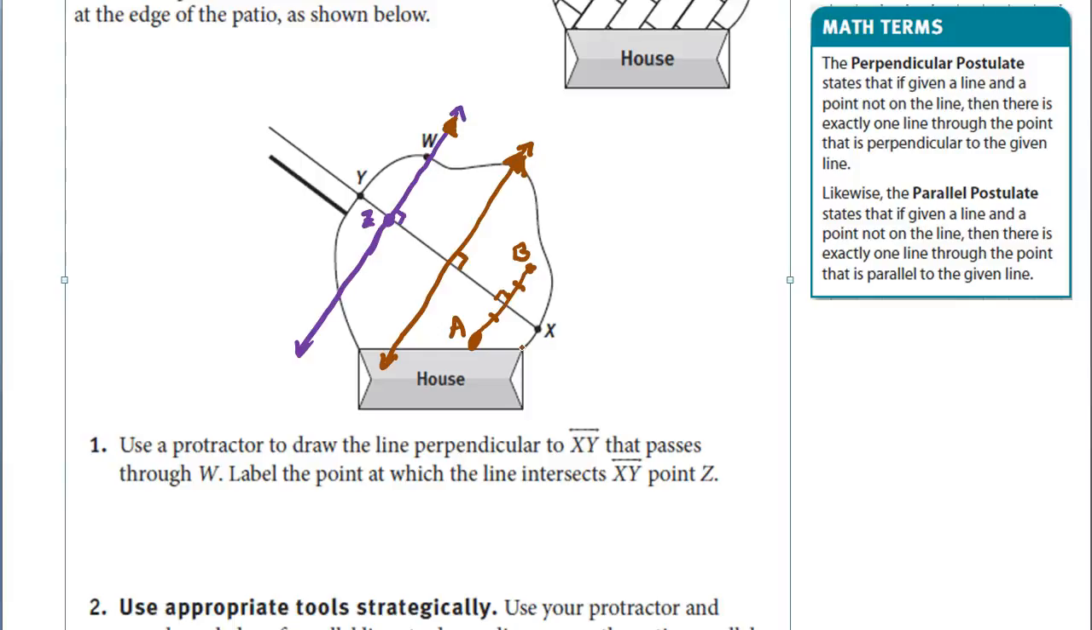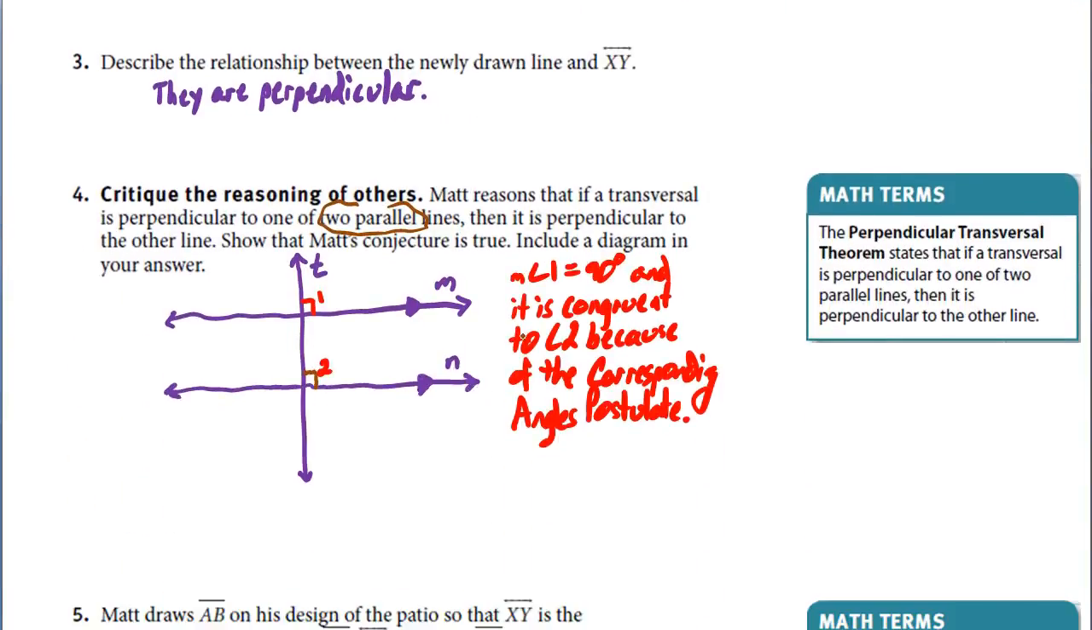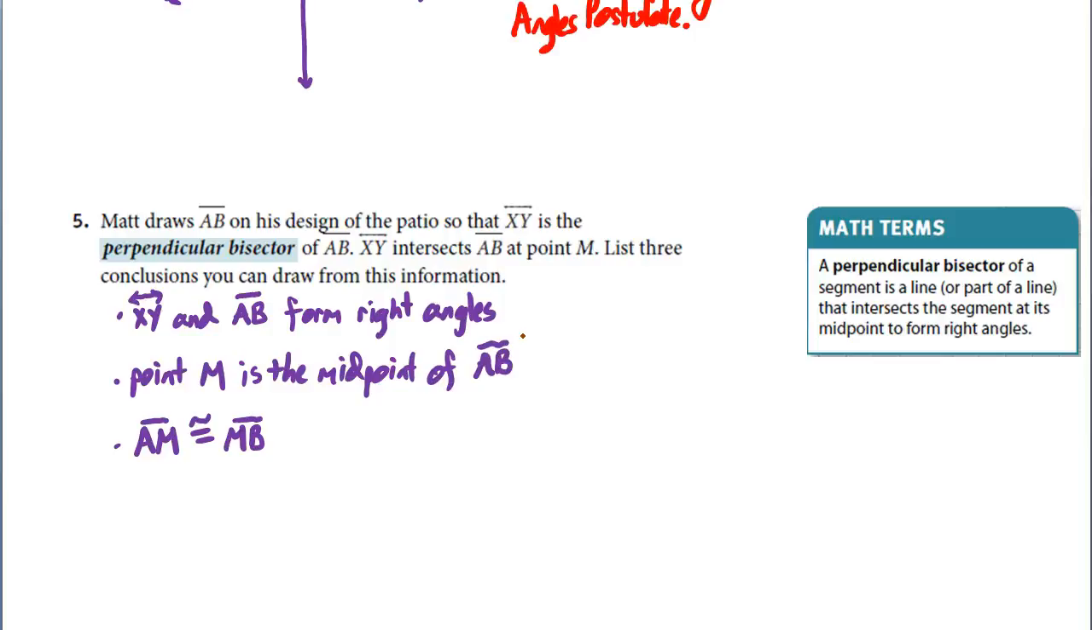Now, what 3 things could we conclude? Well, we can conclude that this is a right angle. We can conclude that this is congruent to this piece. And we can conclude that this point is the midpoint of segment AB. And so those three conclusions are written here.